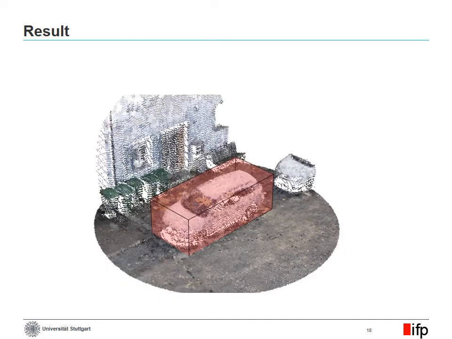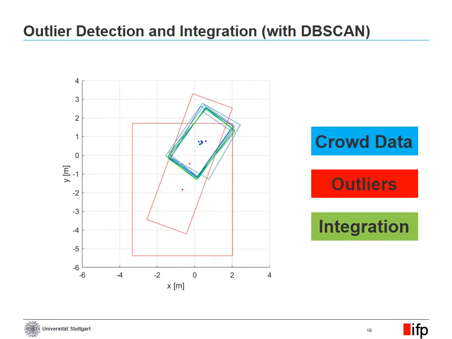And then at the end we have something like that, and we do that again not only one time, but we do that 10 times and integrate these results. And this can be seen here. We use again a DBSCAN clustering algorithm. We see here the minimum bounding boxes if we look from top to the bottom, so in a 2D projection. You see the outliers in red, the remaining crowd data is represented in blue, and the integrated result, the average minimum bounding box, is represented in green.